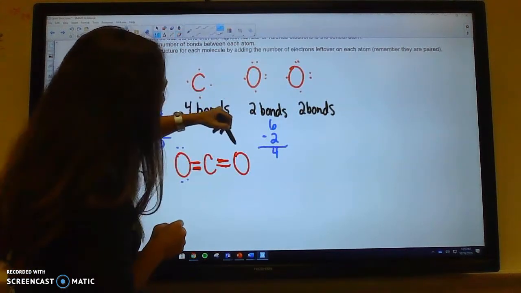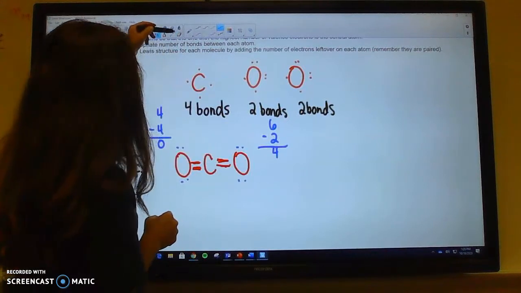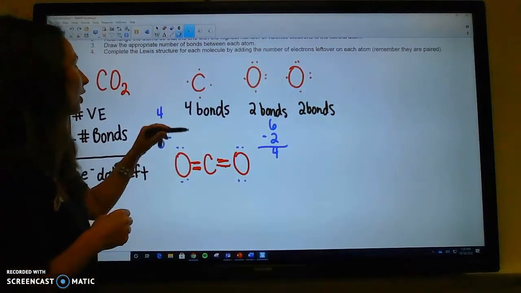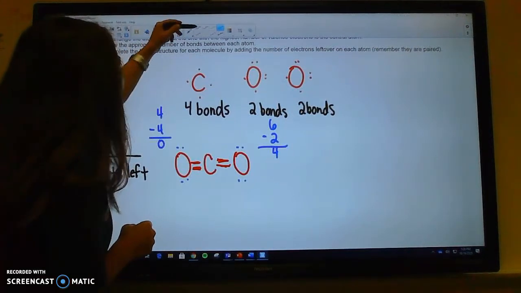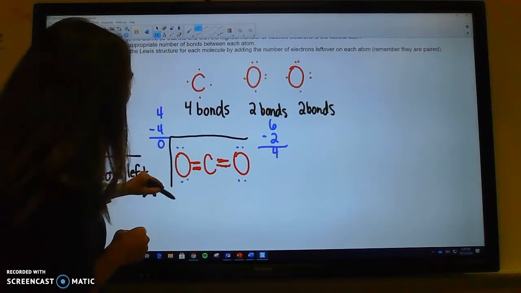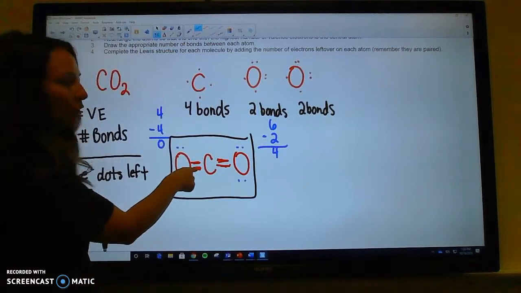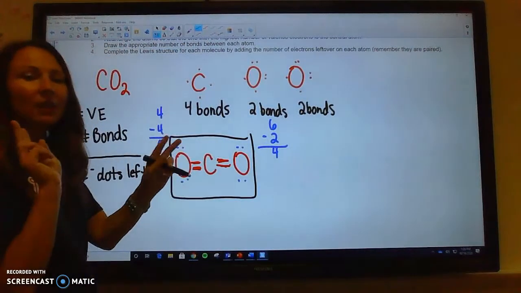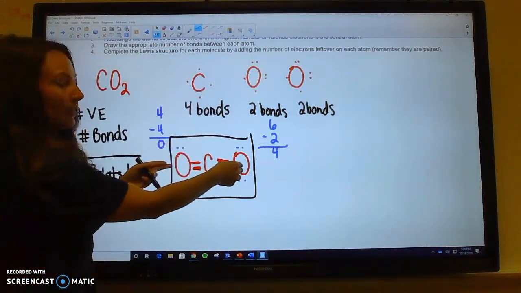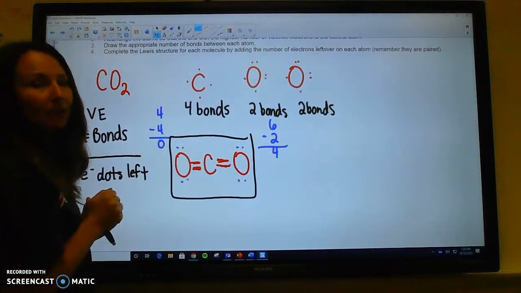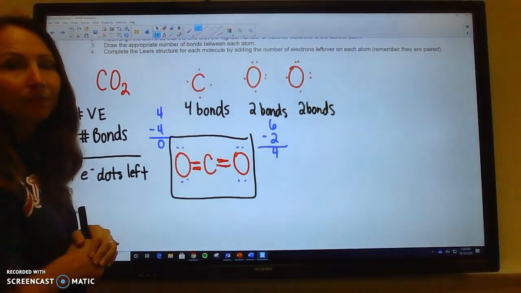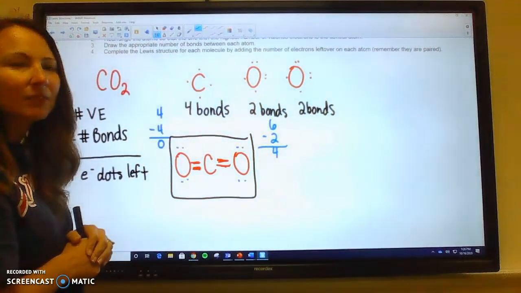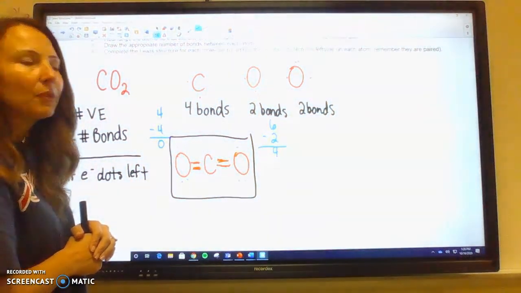This is going to be 1, 2, 3, 4. So our Lewis structure for carbon dioxide is right here. Carbon dioxide has a carbon with 2 bonds on each side. Those are both bound to oxygen, and then each oxygen has 4 electrons left over. Okay, does that make sense? Let's maybe do another example.